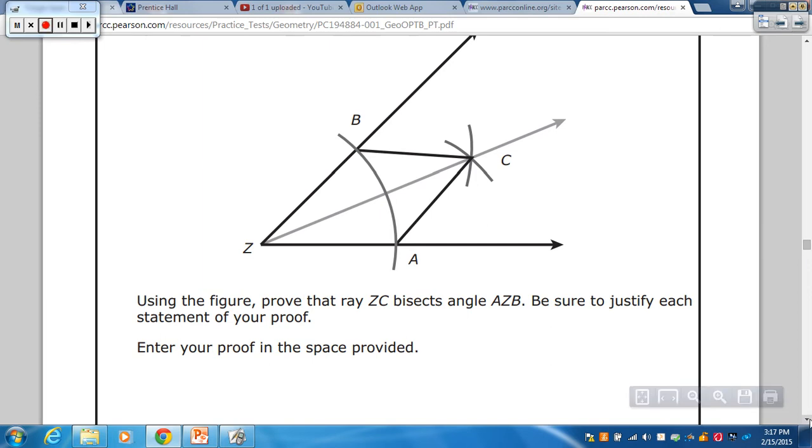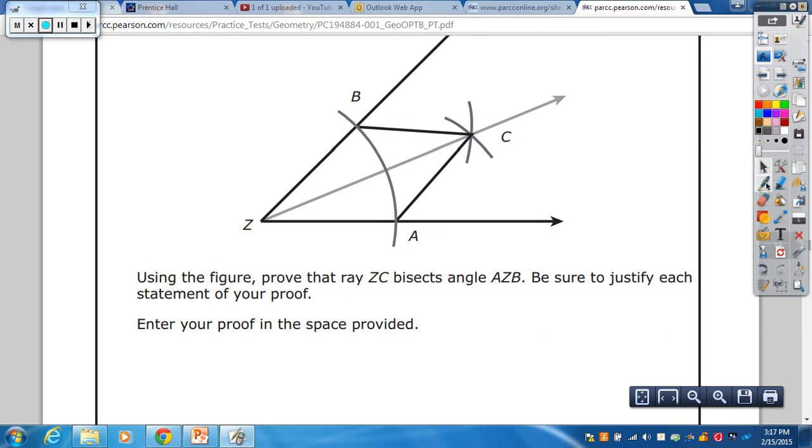Here's what I would write out on my paper. I would say something like this: BZ and AZ are congruent because the arc is the same length passing through both line segments. Just something very simple, but it has to show that those two are congruent. I would also show that BC and AC are congruent, again because these arcs are the same distance from the points B and A. Then I would say that ZC is congruent to itself by the reflexive property.